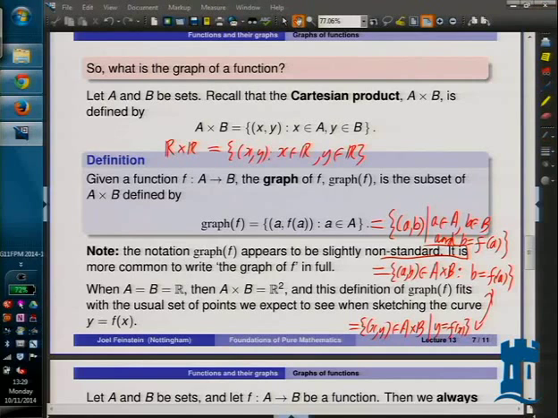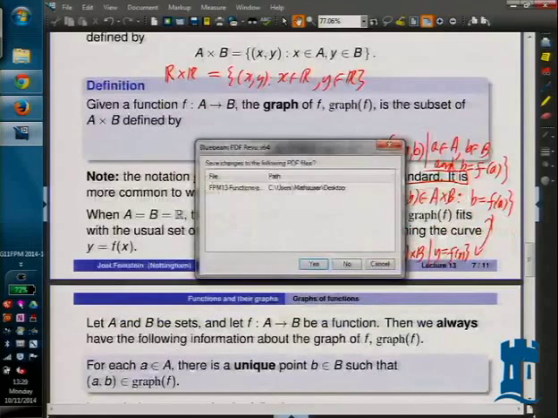And then you can get more abstract than that. So in the full abstraction, graphs can be a bit peculiar, but generally they fit with what you expect.